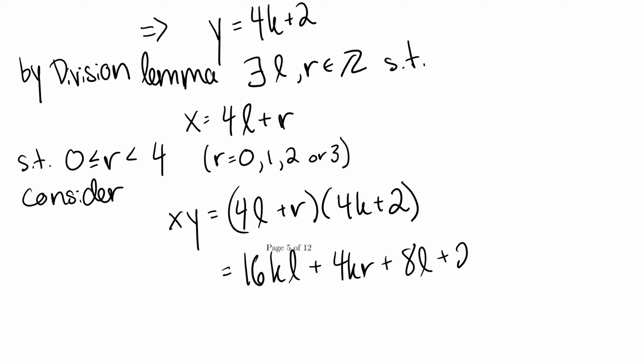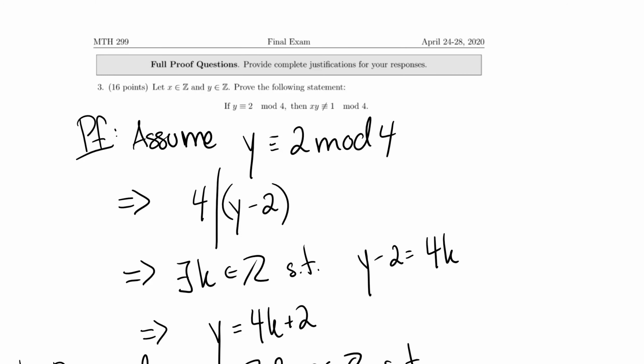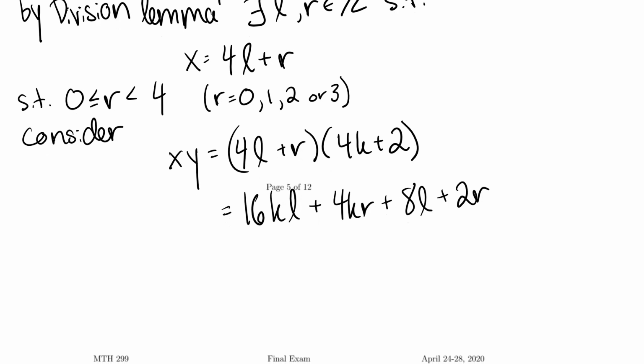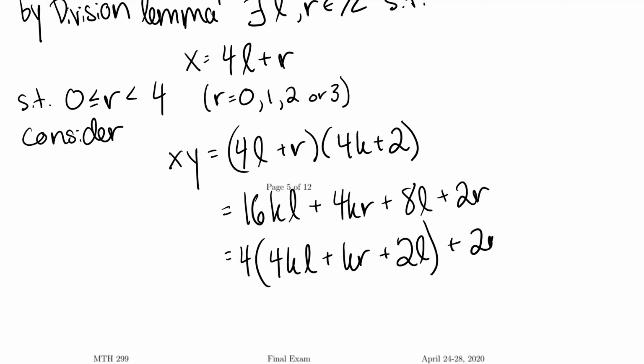8L plus 2R. Okay, what are we even trying to show? Oh, we want to show that this is not 1 mod 4. For right now, we can pull a 4 out in front of all this: 4KL plus 4KR plus 2L. So if we went into mod land, this whole thing would go to 0 because we're multiplying by 4, which is one of the additive identities in mod 4.